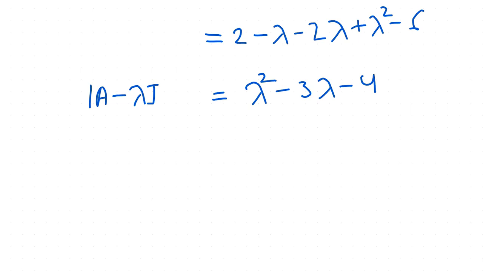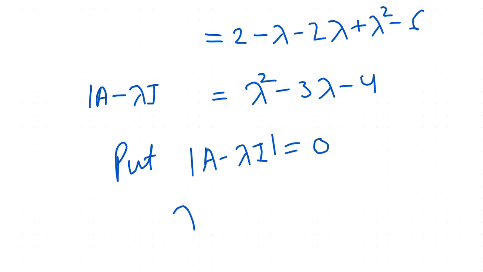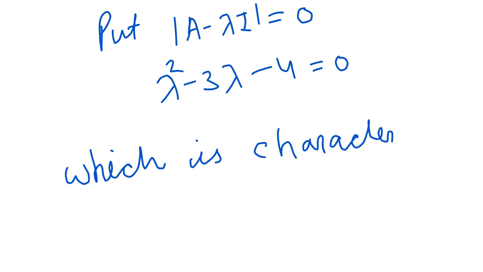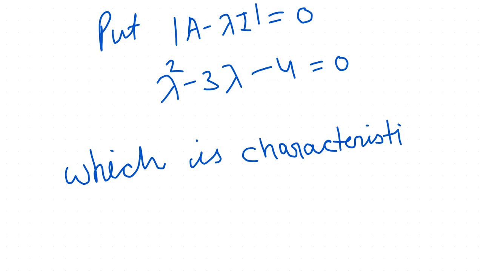So lambda square minus 3 lambda minus 4 is equal to 0, which is the characteristic equation. Yes, ma'am.